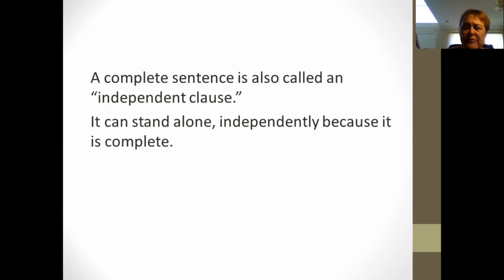Okay. Now, something that you need to know is that there's another name for a complete sentence. It's also called an independent clause, okay? And it's called an independent clause because it's something that can stand alone independently because it's complete. You don't need anything else. But you will hear this term also used for complete sentences, okay? So it has two different names. Got that? Okay, now we're going to go on.